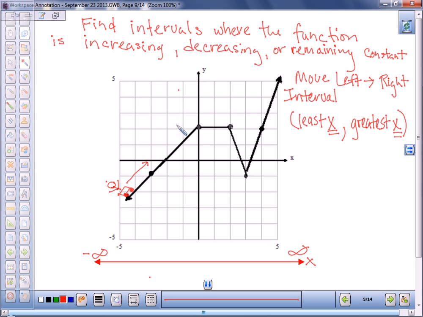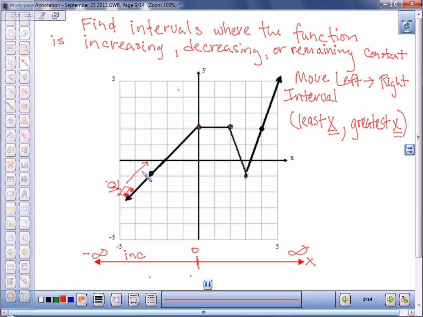Okay, so this point right here is the same as what on our x-axis? 0. So from negative infinity to 0, Dude Man is increasing. All the way up to where there's a change.